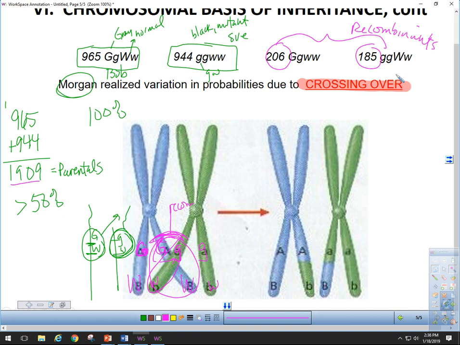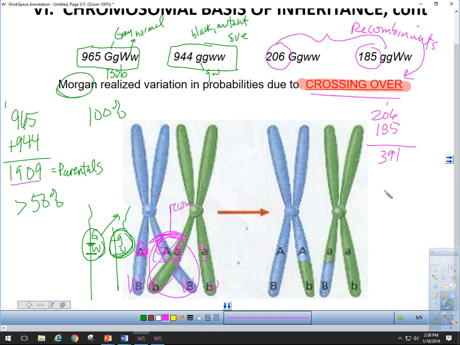So recombinants, according to Morgan, which we now know is true, were formed even though these genes were linked. The recombinants were due to crossover events that happen during prophase one of meiosis when those tetrads come together. So in this case, there's 206 plus 185 recombinants. If you add those together, 391 are recombinants.